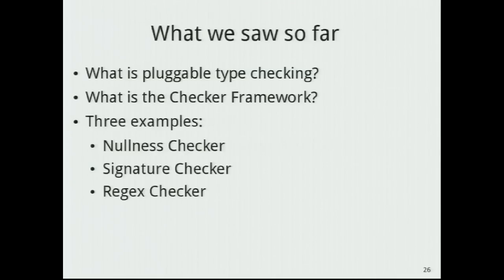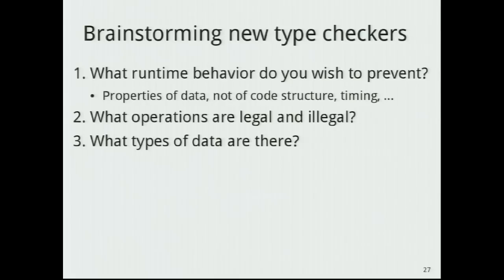Cool. So what we've seen so far is what pluggable type systems are and how the checker framework can help. And we've given you 3 examples: the nullness checker, the signature checker, and the regular expression checker. What we want to do next is brainstorming with you about ideas how you could apply this tool for your problems. So for this, we have 3 questions that we want you to ask yourself. What is the runtime behavior that you wish to prevent? What are the operations that should be legal or illegal? And what types of data are there?